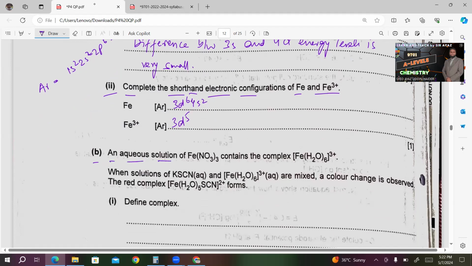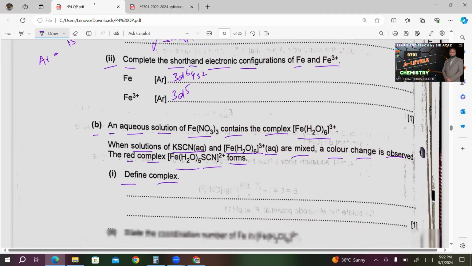B, an aqueous solution of Fe(NO3)3 contains a complex [Fe(H2O)6]3+. When solutions of KSCN aqueous and [Fe(H2O)6]3+ aqueous are mixed, a color change is observed. The red complex [Fe(H2O)5SCN]2+ forms. Define complex. Complex is a molecule or ion formed by a central metal atom or ion bonded by one or more ligands.